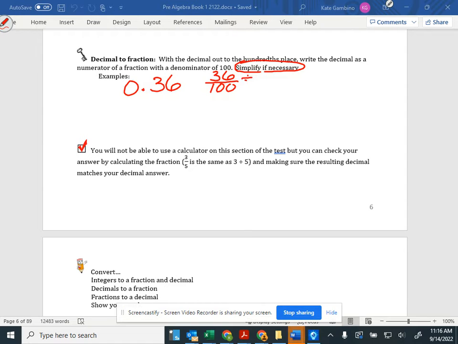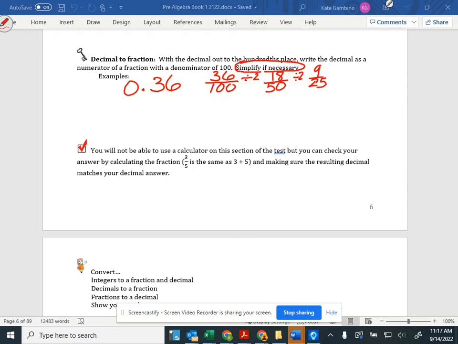So if I divided it by 2, I would say, okay, 36 divided by 2 is 18. 100 divided by 2 is 50. I can go even smaller because they're both even numbers. I know I can divide out another 2. 18 divided by 2 is 9. 50 divided by 2 is 25. I could have just jumped straight to dividing it by 4. 36 divided by 4 is 9. 100 divided by 4 is 25. You get the same answer.